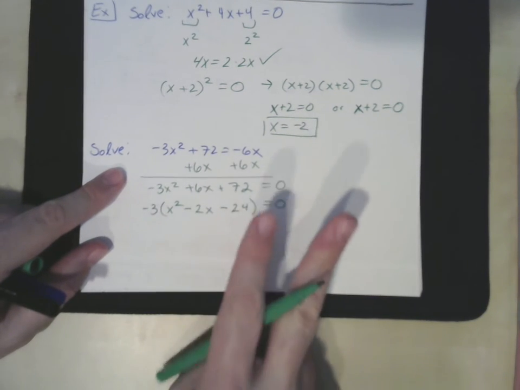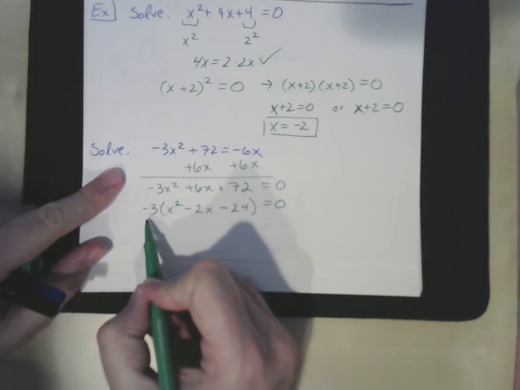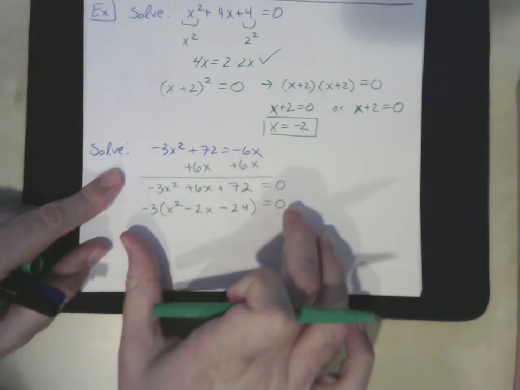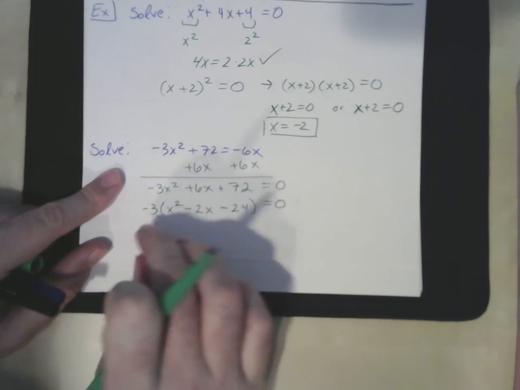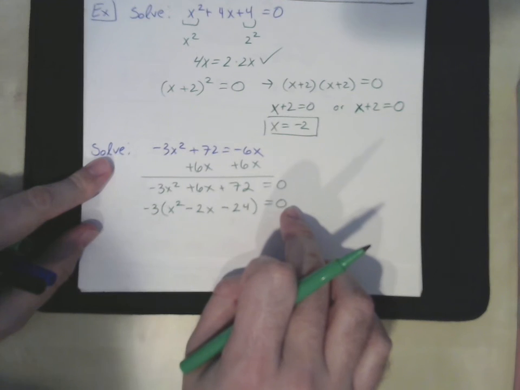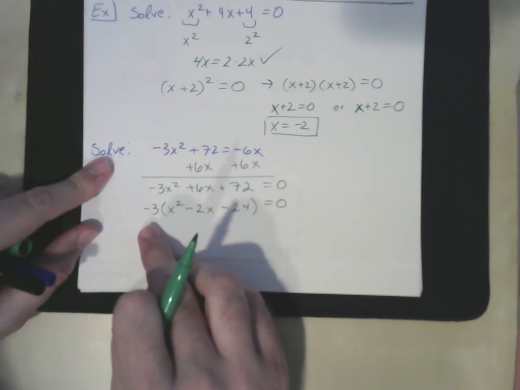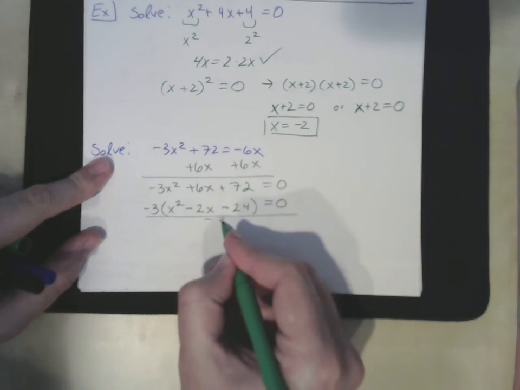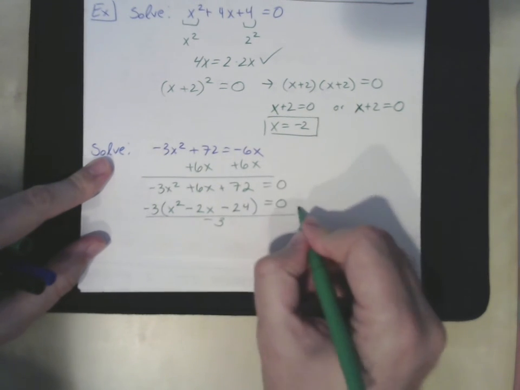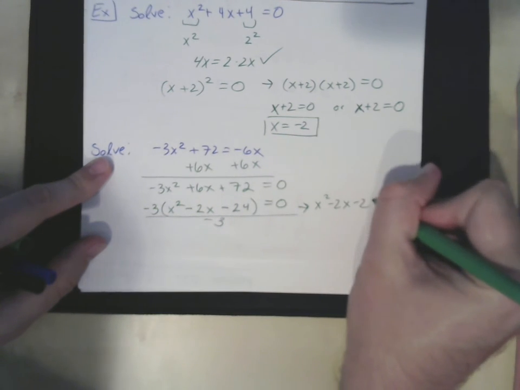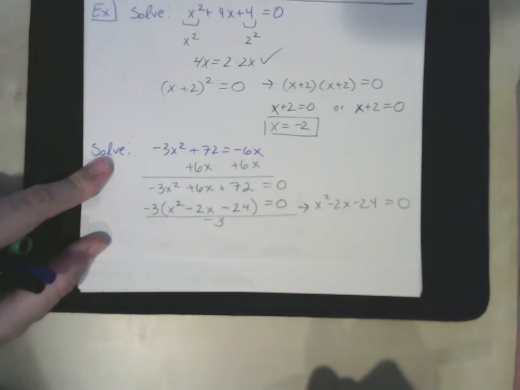So there are two things we can think about here. We can divide this whole equation by -3 because we do have a multiplication. Or again, we can use the zero product property that says that either -3 equals 0 or x squared minus 2x minus 24 equals 0. Obviously, -3 is not equal to 0. So a lot of times you'll see people just divide out by -3. And we'll get x squared minus 2x minus 24 equals 0.